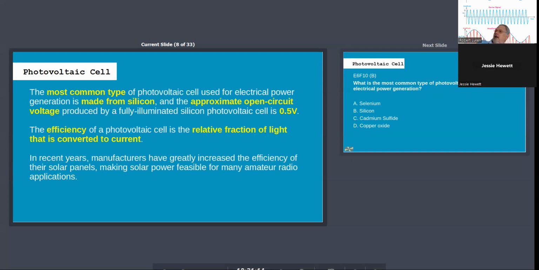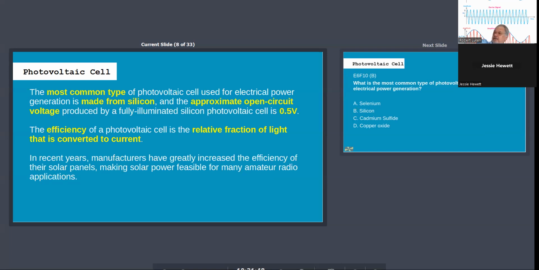Okay, the most common type of cell is made from silicon crystals. The approximate open circuit voltage is about half a volt. I'm not sure what it is when it's under load, but they figure half a volt when it has full sunshine, fully illuminated.